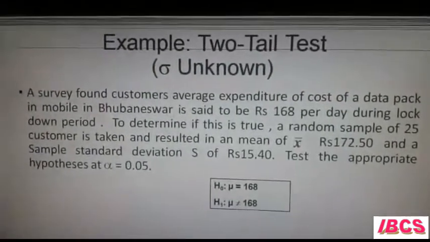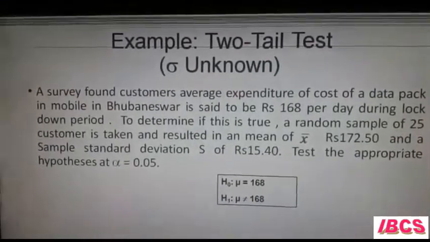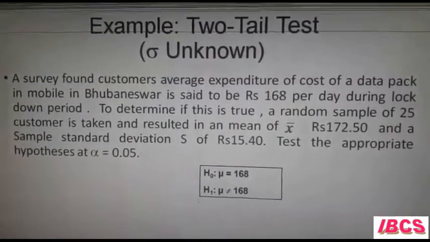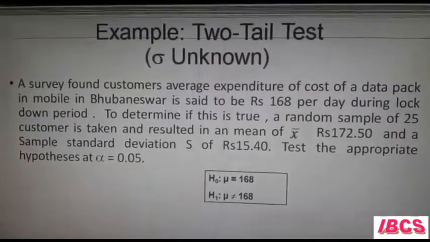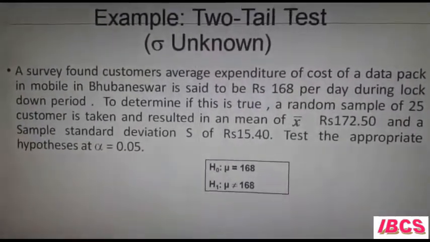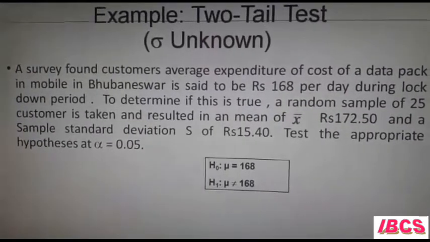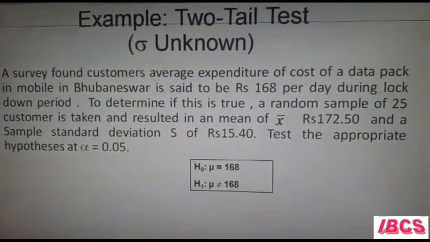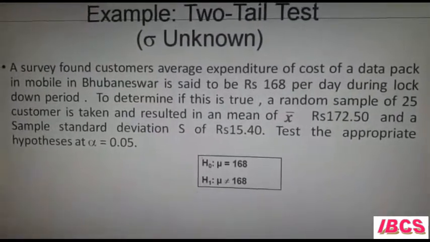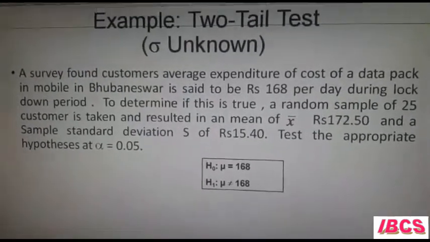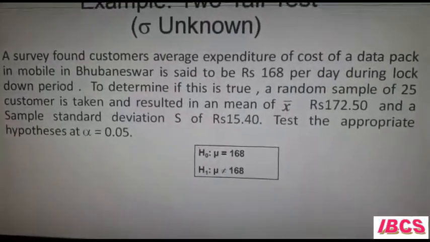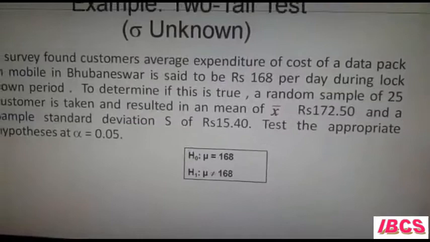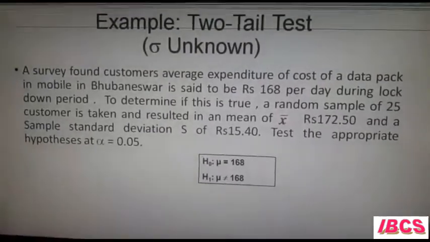This is an example of a two-tail test where the standard deviation is unknown. Here we have the sample mean, the population mean, and the sample standard deviation, and it is asking us to test the appropriate hypothesis at alpha equal to 0.05. The claim is 168 per day, that is the population mean. The sample size is 25, that is a small sample, n is equal to 25.